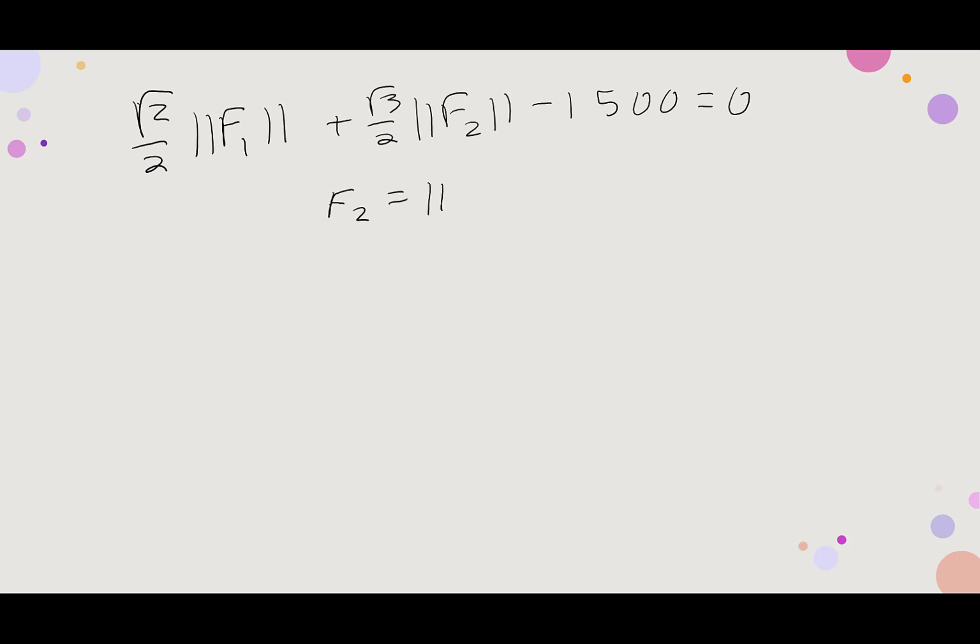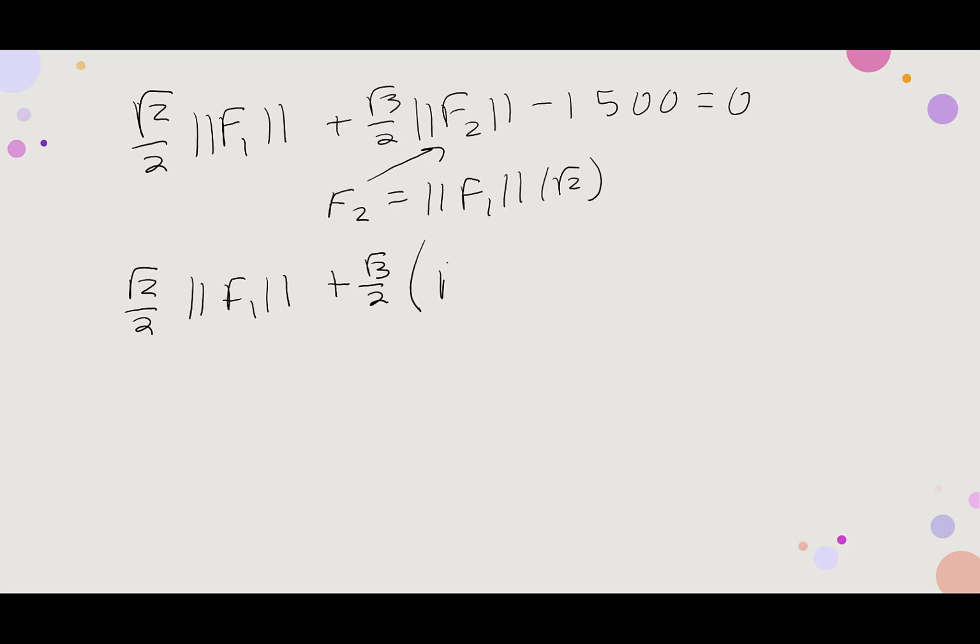So square root of 2 over 2 F1, square root of 3 over 2 F2, minus 1500. That's supposed to be 0. But what did we just find out? In our last little part, we found out that F2 is equal to F1 times the square root of 2. So I'm going to substitute that right here. I'm going to have the square root of 2 over 2 F1 plus the square root of 3 over 2 times the square root of 2 times the magnitude of F1.